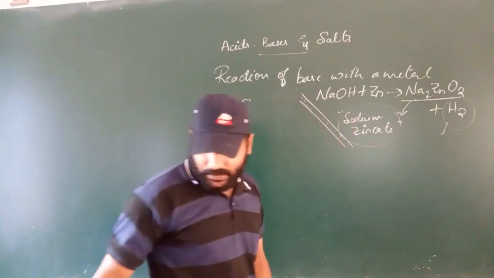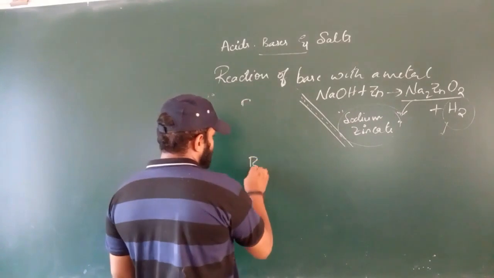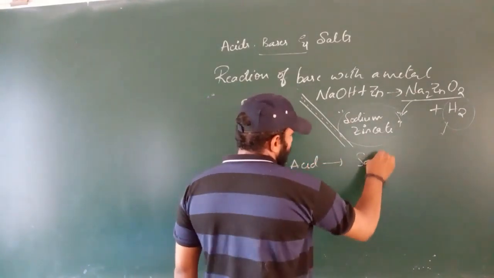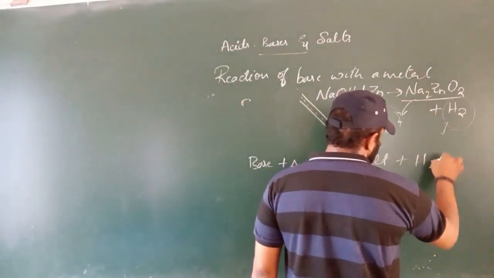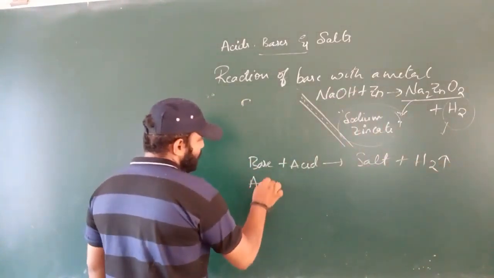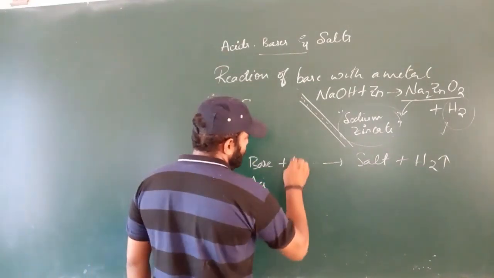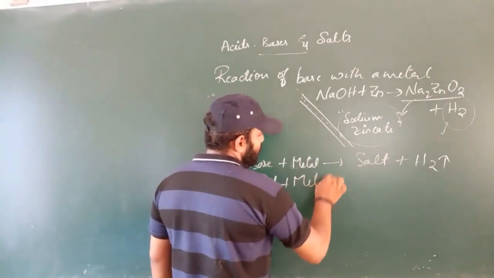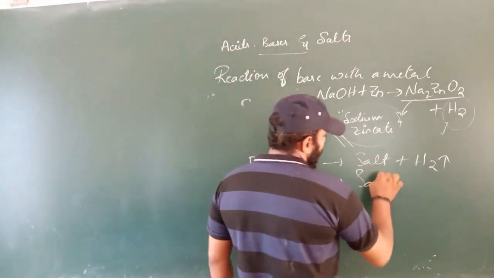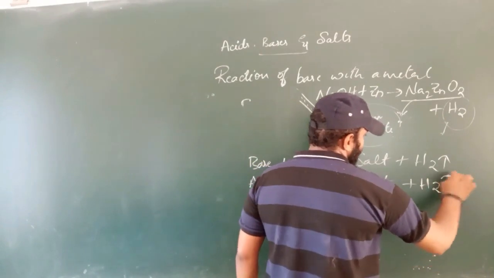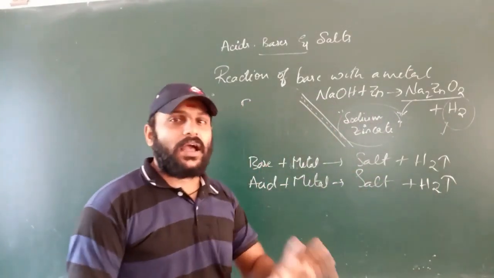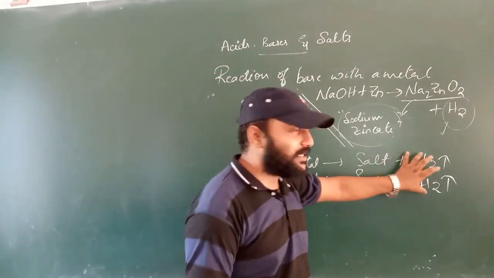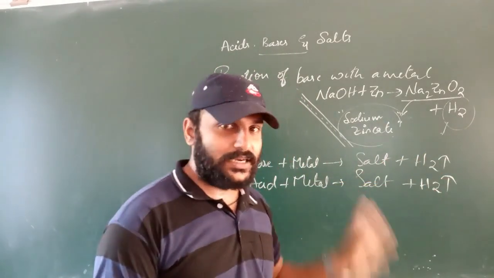We can write that when a base reacts with a metal, it gives rise to salt plus hydrogen gas. Same thing here, when an acid reacts with a metal, what are the products formed here? Salt plus hydrogen gas. So here what we have seen is that if we react an acid or a base with a metal, what is the product formed here? Hydrogen gas. Understood? Very important thing.